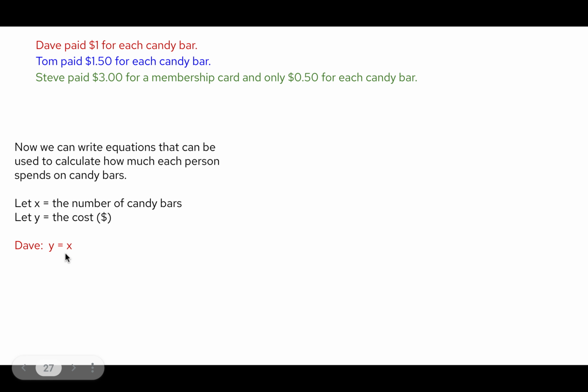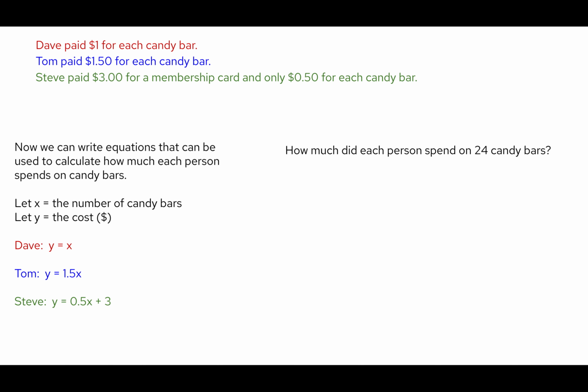Remember, we don't have to put a 1 in front of the x. That coefficient is understood as a 1. For Tom, he's paying $1.50 for each candy bar, so y equals 1.5x. You could put the 0 in if you want, but it's not necessary. And Steve, he's spending 50 cents per candy bar. Again, you could put the 0 in if you want, but he has to pay $3 for that membership card. So I just put a 3, but you could put 3.00. It's the same. Now we can use these equations to solve some problems.